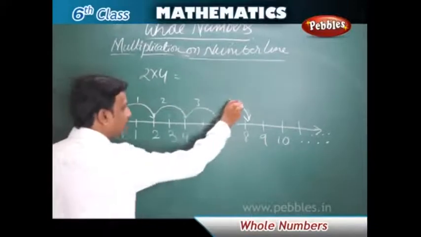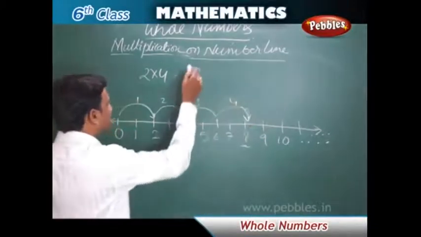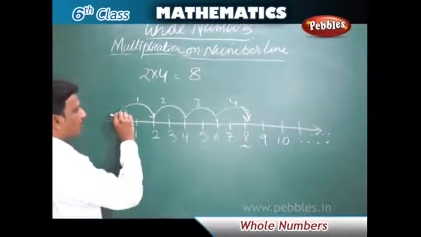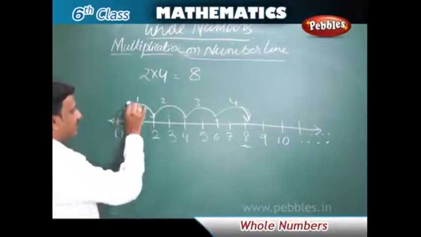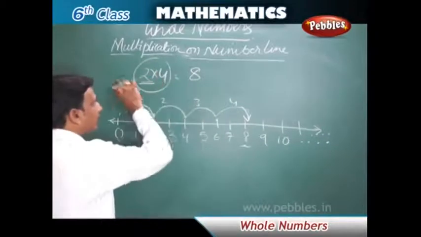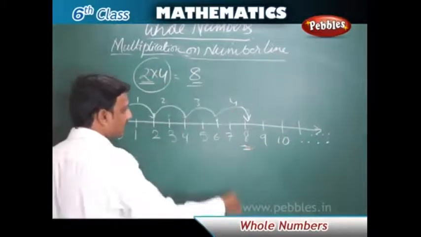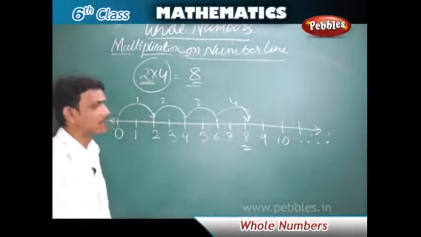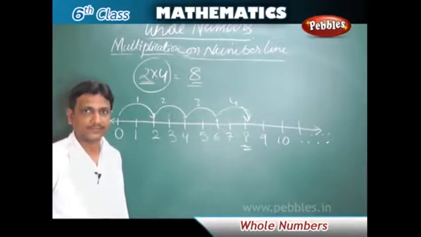1, 2, 3, 4. So we reached 8. So we are moving to the right side, every time 2 positions. How many times? 4 times, because it is 2 into 4. So we got 8. This is the multiplication of whole numbers on the number line.